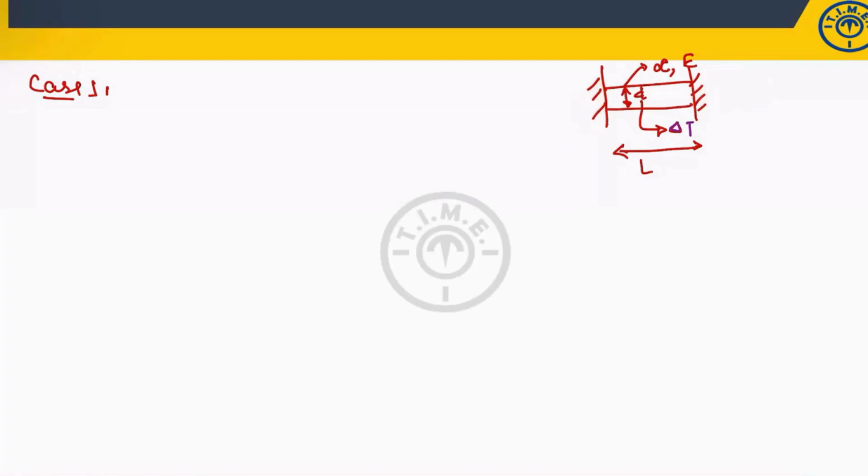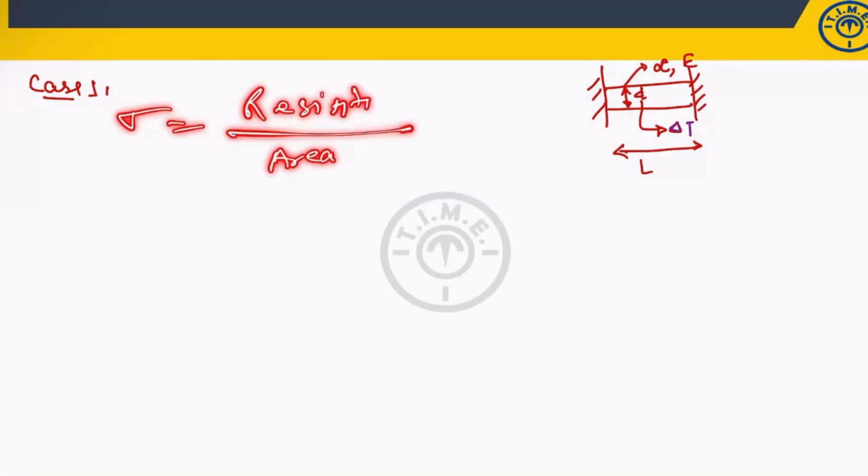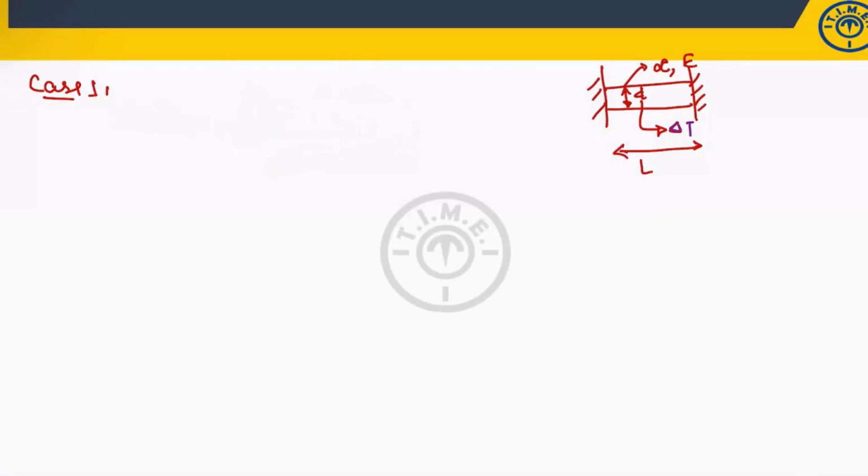When there is a resisting force, you know the stress is resisting force per unit area. So if there is any resisting force, then thermal stress will develop. For example, this support is providing a reaction, let us suppose R.